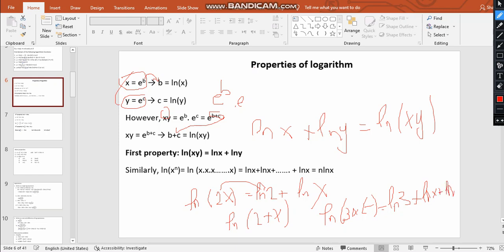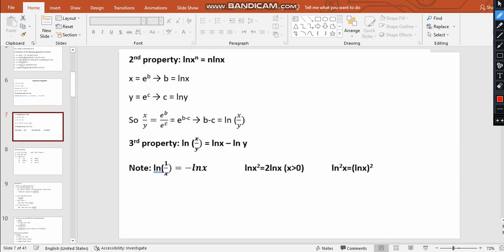Now suppose you have ln x power n, so it's ln of x times x times x. So every x is a sum, so it will be ln x plus ln x, n times, so it's n ln x. So the second property: if you have ln x power n, the power is on x, not on ln x. It is not ln x all power n. So this is n ln x. This is the first property, and this is the second property: ln x power n is n ln x.